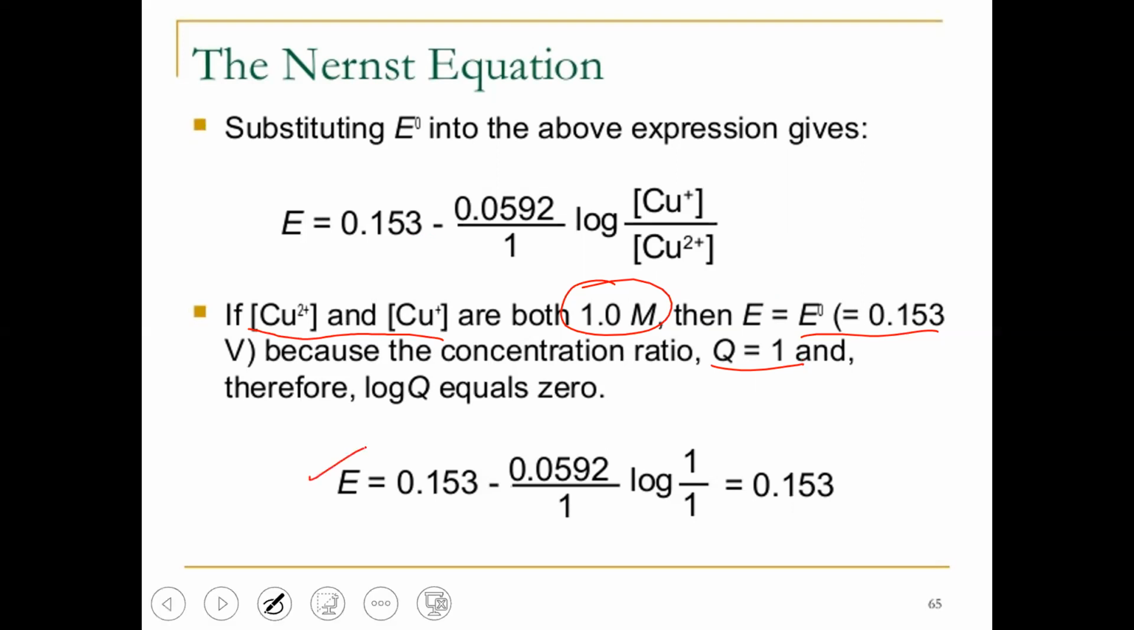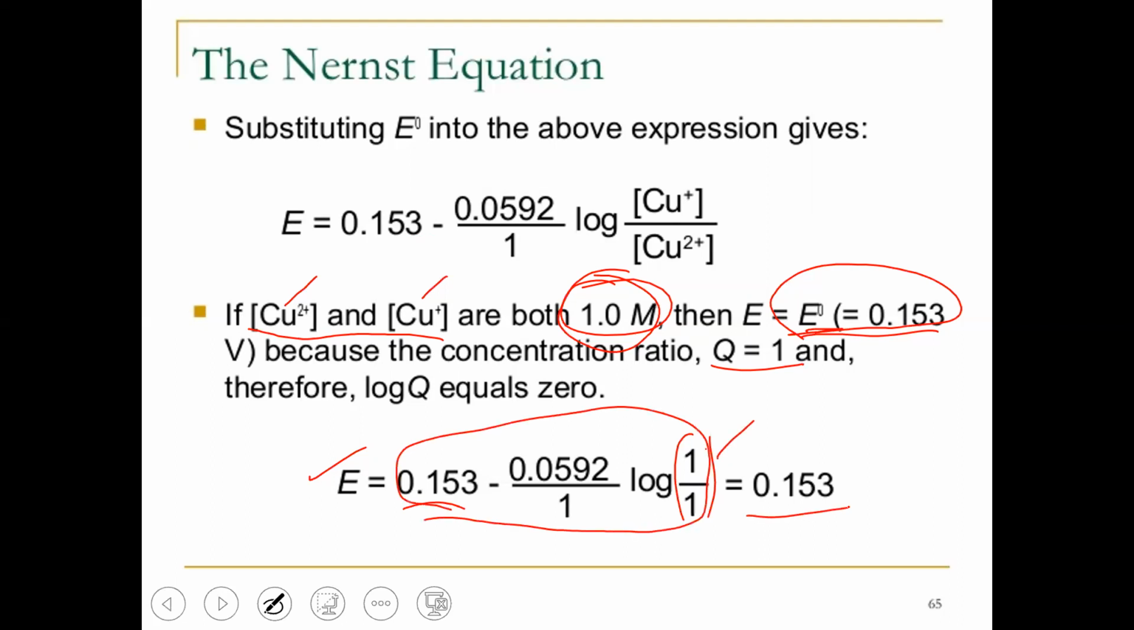Then we get the equation E equals E naught, where E naught is equal to 0.153, minus 0.059 by 1 log of the concentration of Cu+ by the concentration of Cu2+. Both are equal to 1.0, so that is 1 by 1, so this whole value is equal to 0.153.